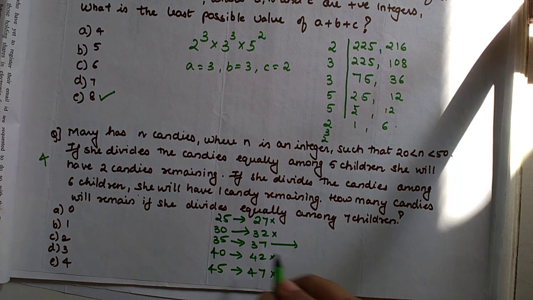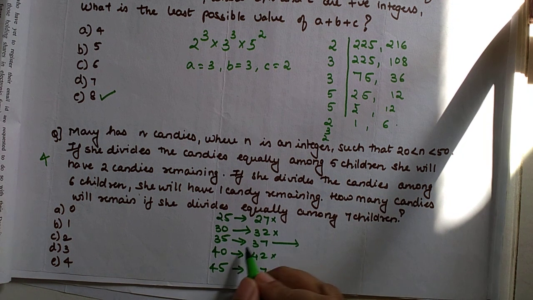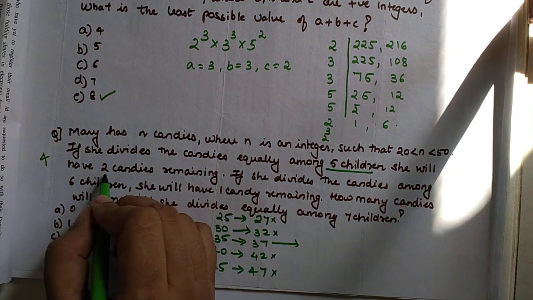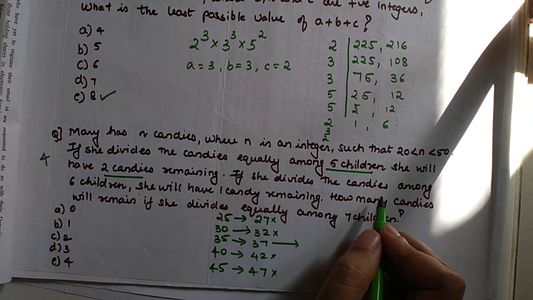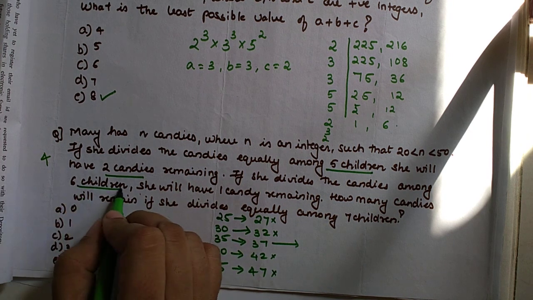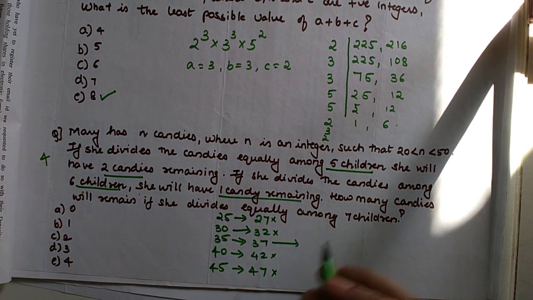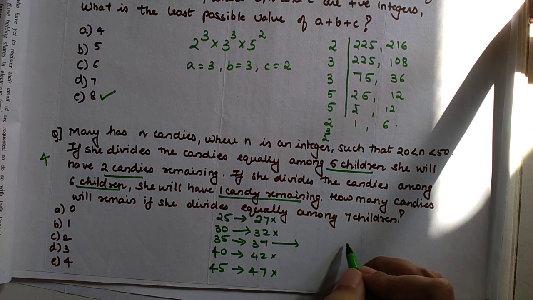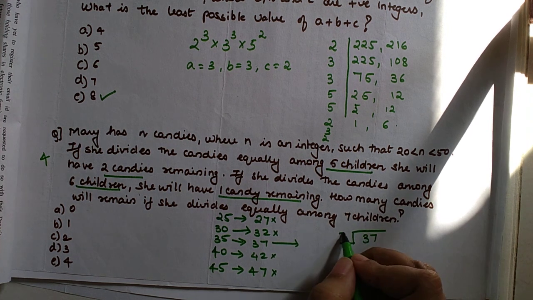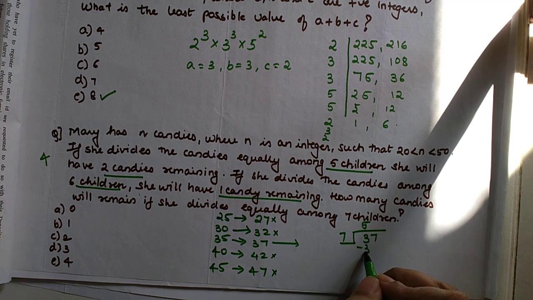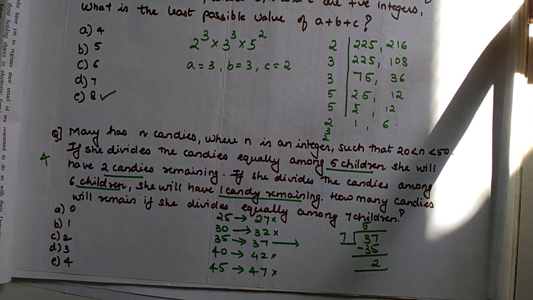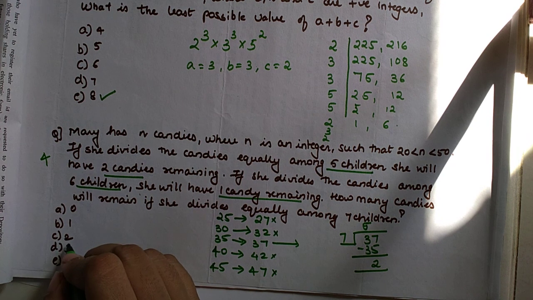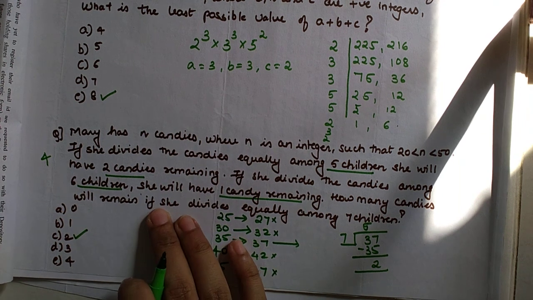Okay, so here I can very conveniently say that 37 is the number of candies she has, because when I divide 37 amongst 5 children, I'm left with 2 candies, and when she divides 37 candies amongst 6 children, she's left with 1 candy. So now let's try dividing 37 amongst 7 children. 7 5s is 35, so your remainder is 2. So here I can conveniently say that my answer, option C, is correct.